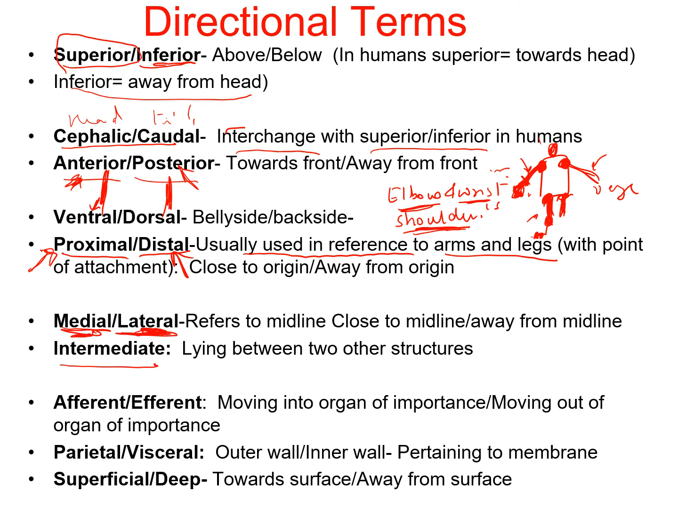Intermediate means in between the two structures. So if something is intermediate, let's again say the eyes are intermediate to the ears and the nose because they are in between the two structures.